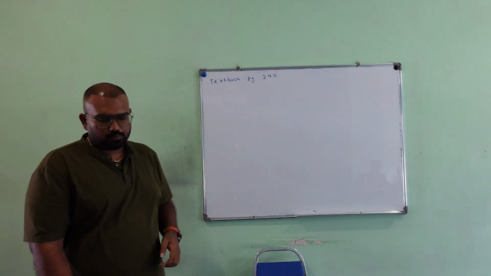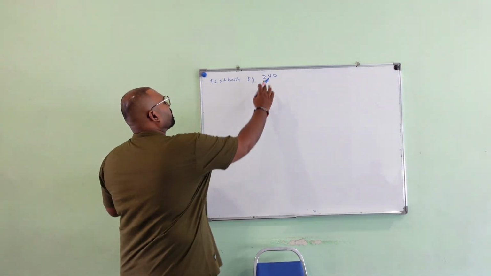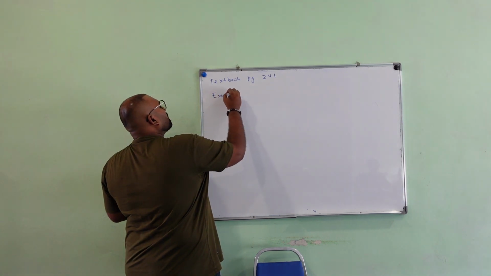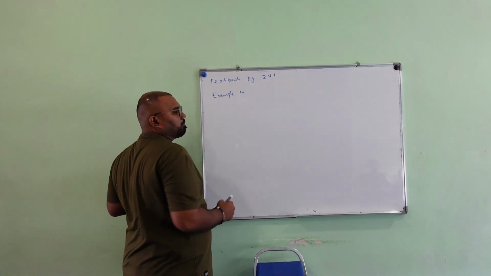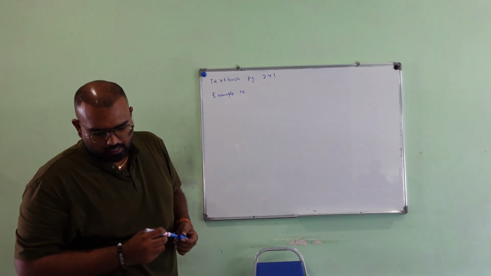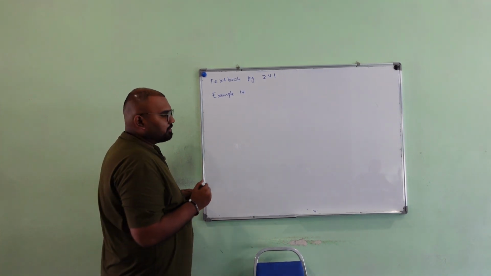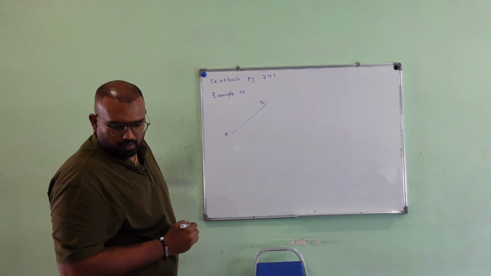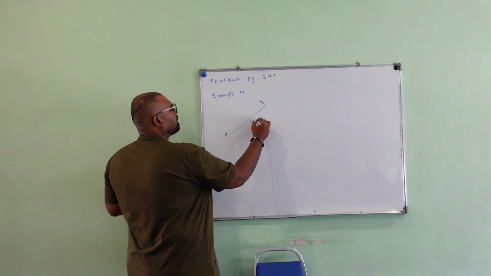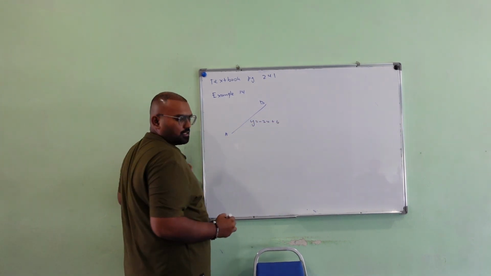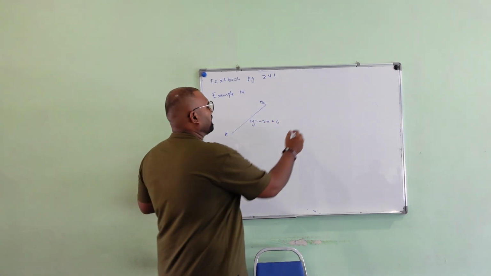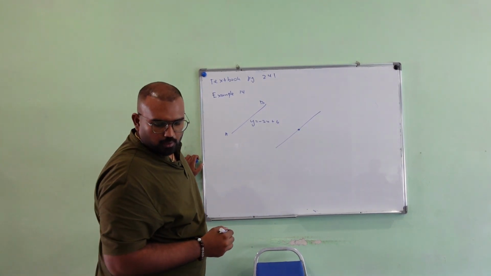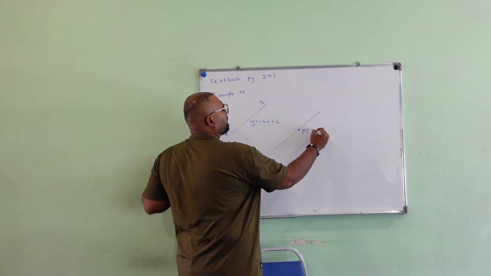Okay, let's see example number 14, page number 241. Page 241, example 14. Look there, it says there are two lines. So the first line is like this, A and B, and the line AB is y equals negative 2x plus 6. Then we have another line here, and this line has a point. The point is P and 5, 4.